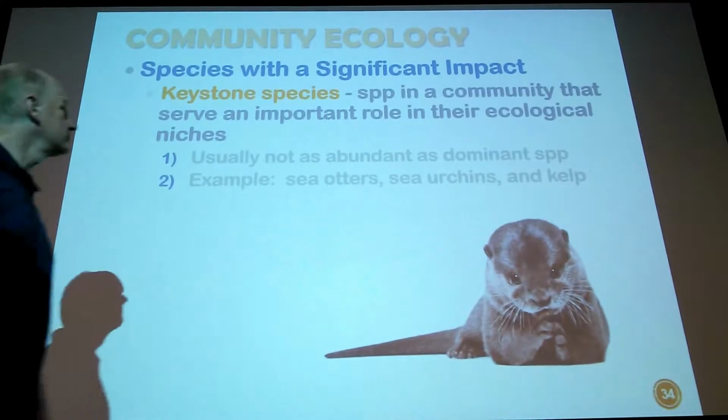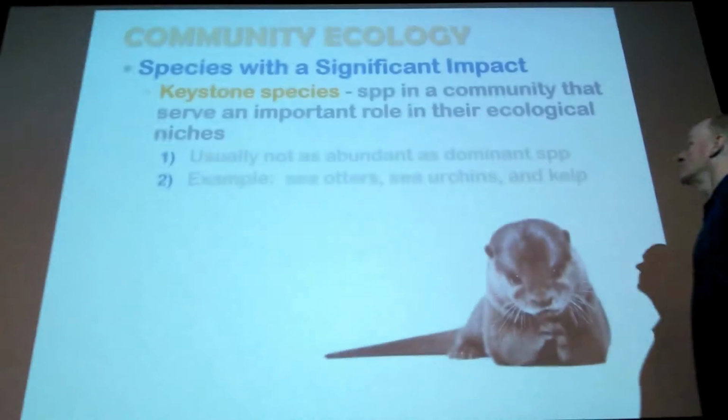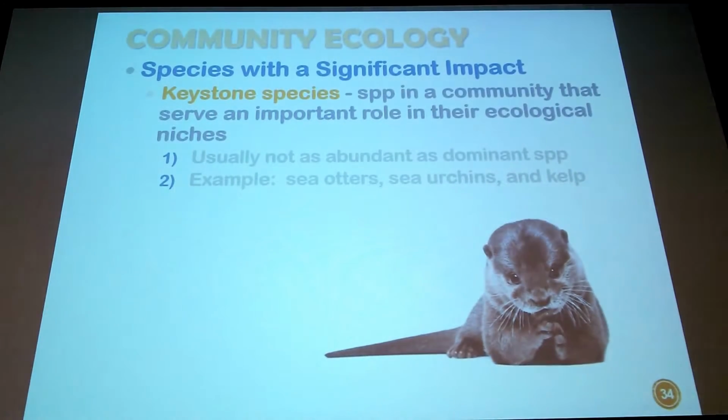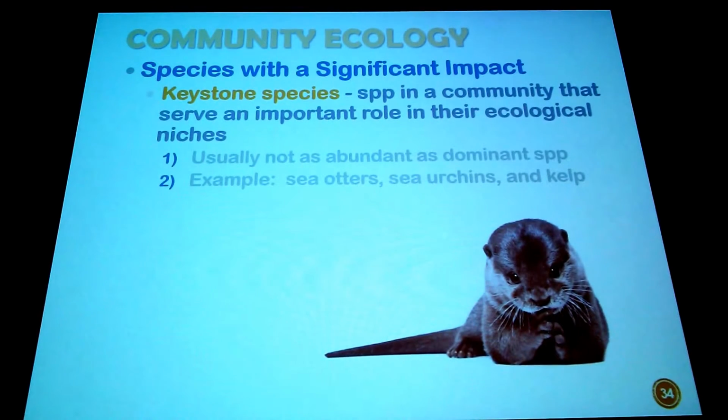Keystone species: species in a community that serve an important role in their ecological niches. In their role, they have an important job they have to tend to that nobody else in the community really does. It's like their specialty. They're usually not as abundant as dominant species. If they're good enough at their job, you don't need as many of them. Example: sea otter, sea urchin, and kelp.